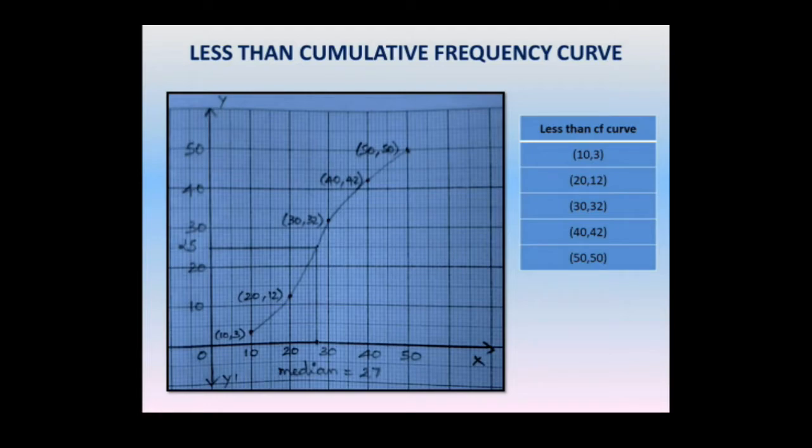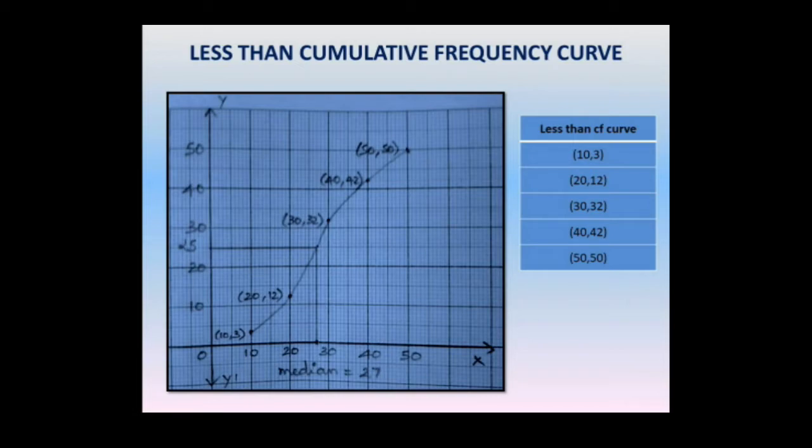That is, to draw the less than cumulative frequency curve, when you see the less than cumulative frequency table, you will understand what I am telling. You have to plot (10, 3), (20, 12), (30, 32), (40, 42), (50, 50). And when you consider the more than cumulative frequency curve, you just see the more than cumulative frequency table to understand this. We have to plot (0, 50), (10, 47), (20, 38), (30, 18), (40, 8).